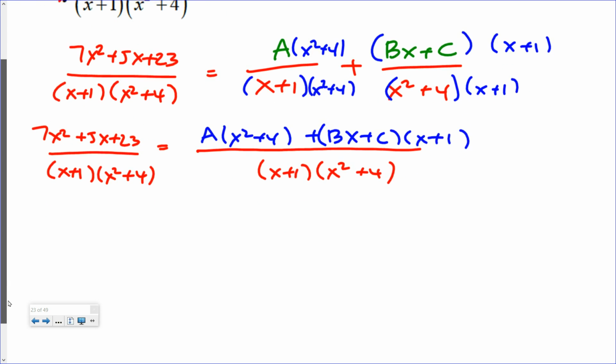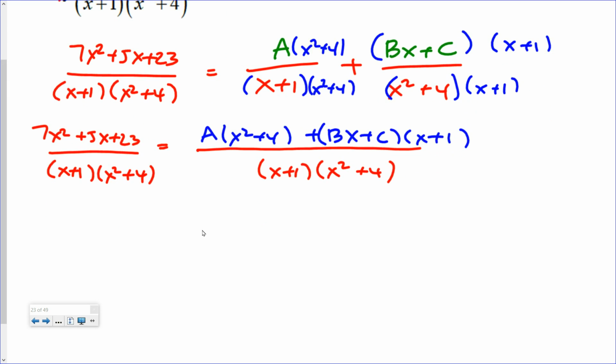All right, we're doing partial fractions. We're trying to figure out what a, b, and c are. If these denominators are equal, what does that mean about these numerators? They're equal. So that's my identity. So let me write my identity. Make sure you understand it. This is the identity equation that I'll be working with right here.